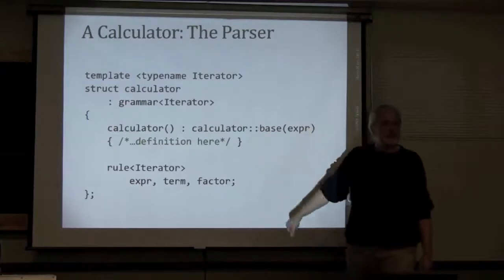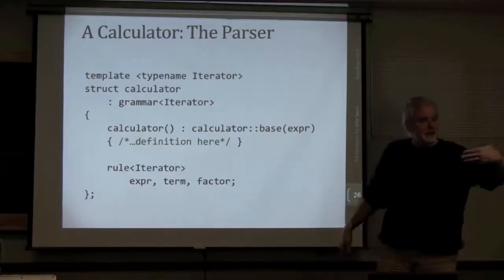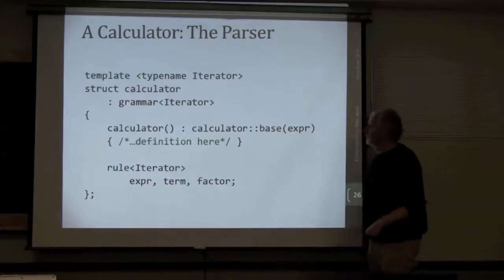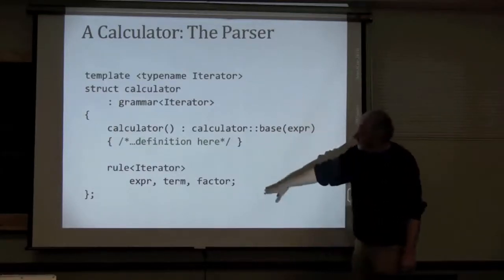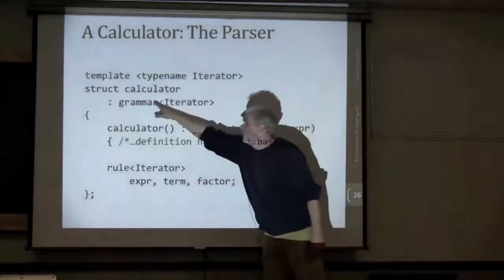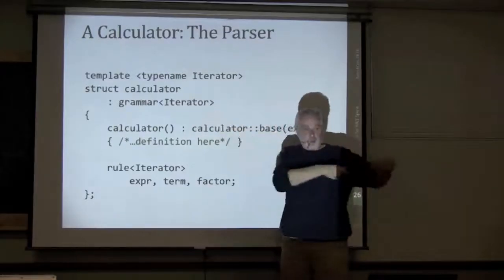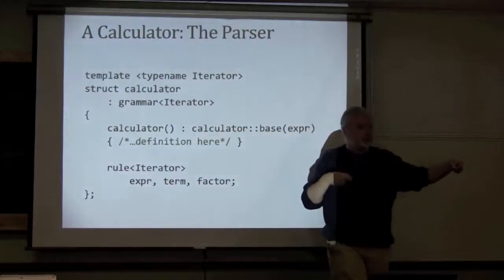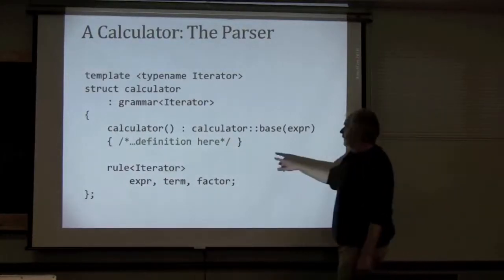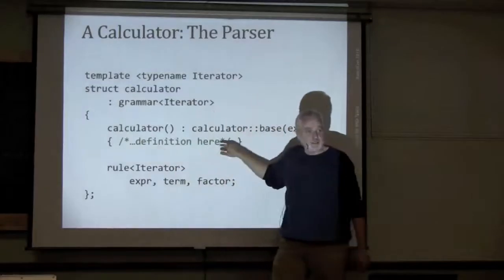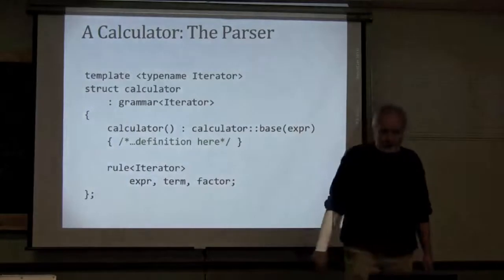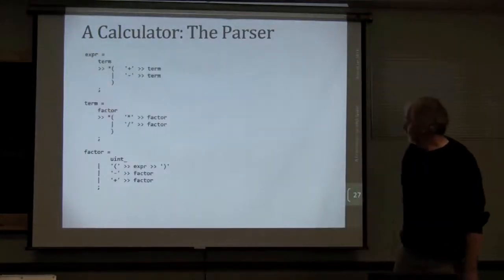Let's write a calculator, which parses the input and gives you the value of the mathematical expression it found in the input. That's the normal scaffolding you have to add. So you define a grammar. You define the iterator of the input. So if your input comes from a string, then you use the string iterator. And this definition here is essentially exactly the code I showed you before. And that's the declaration of the variables involved here.